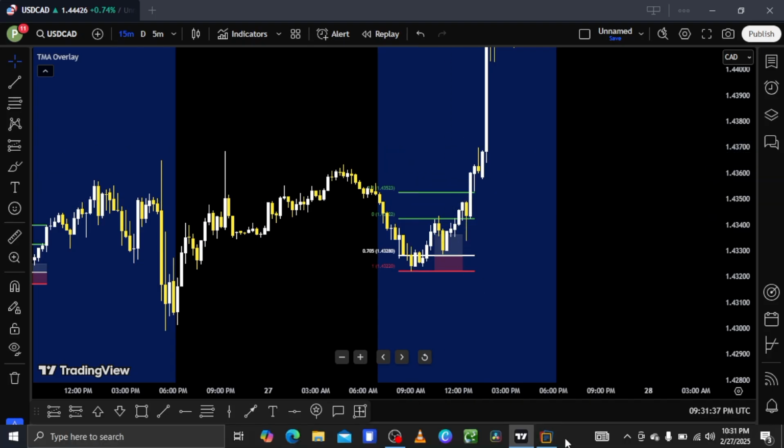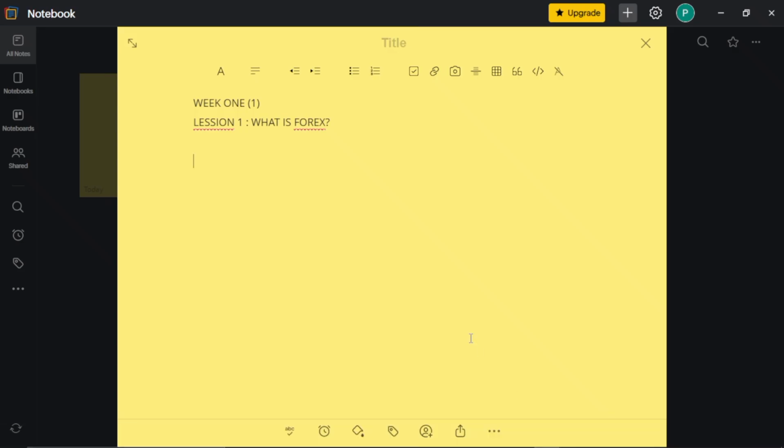That's basically what Forex is. I started by saying Forex is the global financial markets. Okay? The global financial market where we buy and sell currency pairs. That's the first thing you have to know about Forex trading.